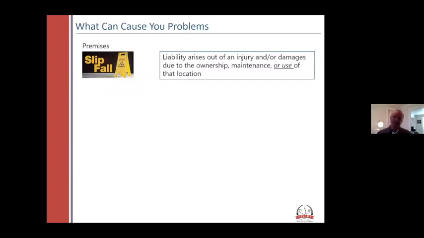Initially, when you look at where claims arise, premises is the big one. The typical slip and falls: liability arising out of the ownership, maintenance, or use of a location that you're on.